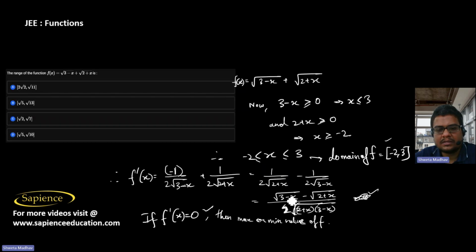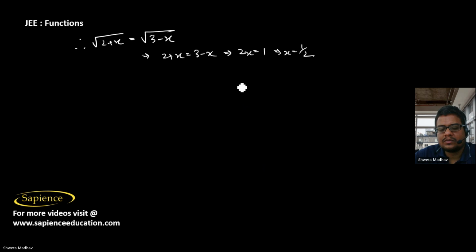Now therefore root over 2 plus x should be equal to root over 3 minus x, if f dash x should be equal to 0. So then we will get 2 plus x should be equal to 3 minus x. So then 2x is equal to 3 minus 2, that is 1, so x will be equal to half.